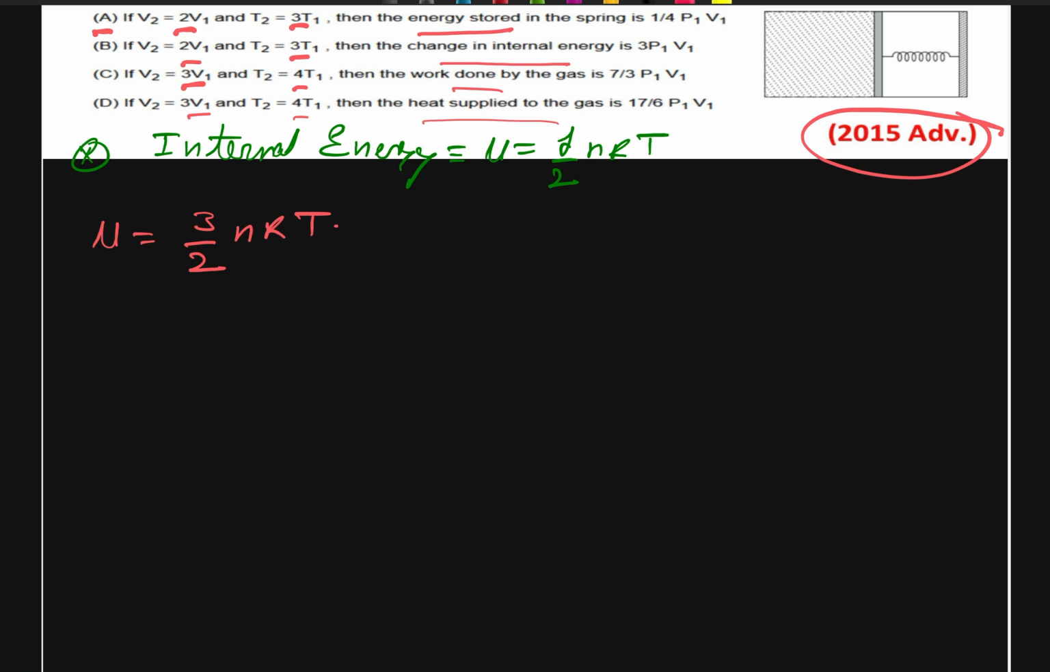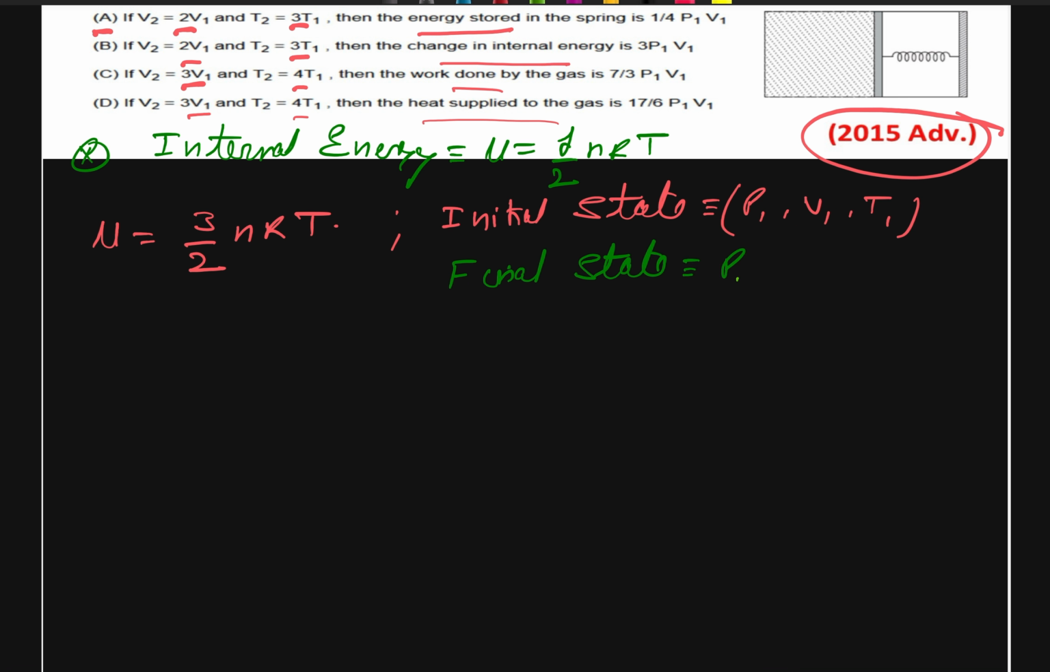We have our initial state, and for the initial state we are given pressure P1, volume V1 and temperature T1. And we have the final state, with pressure P2, volume V2 and temperature T2.